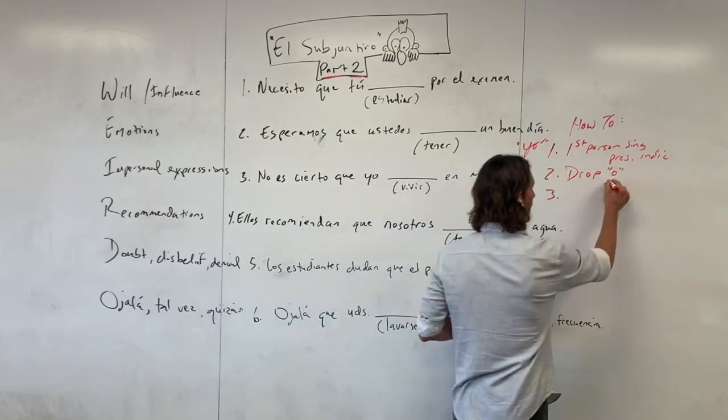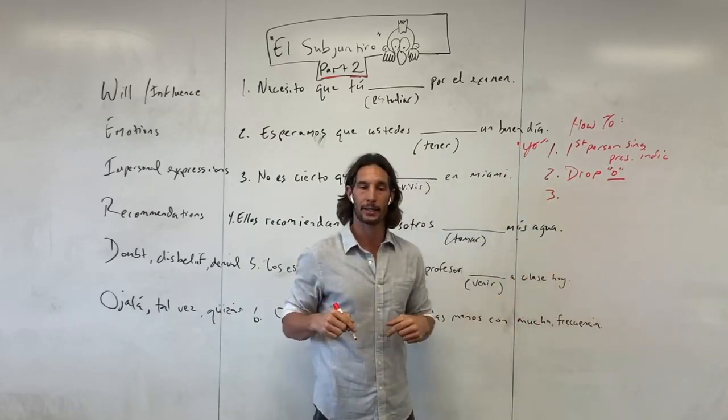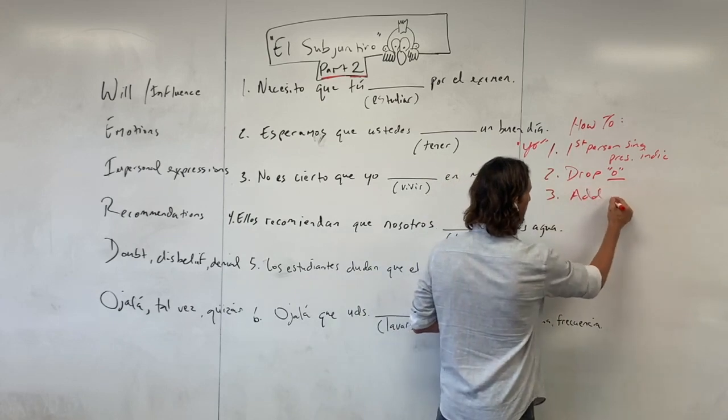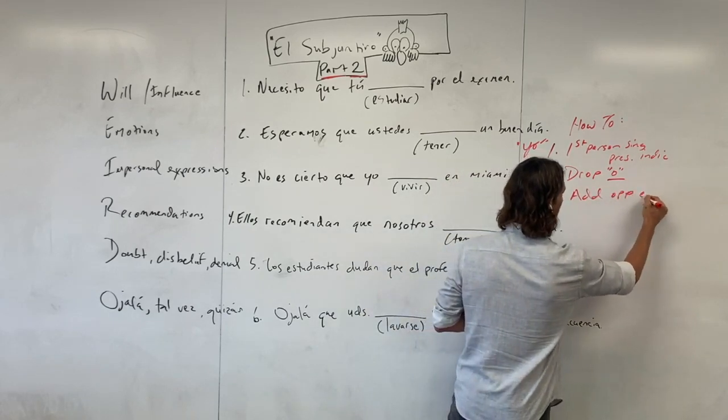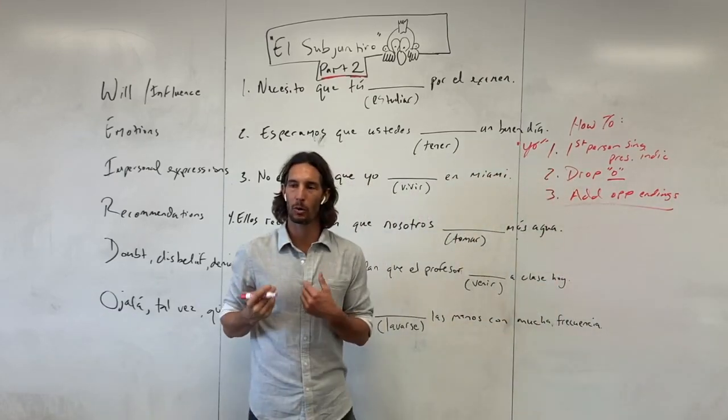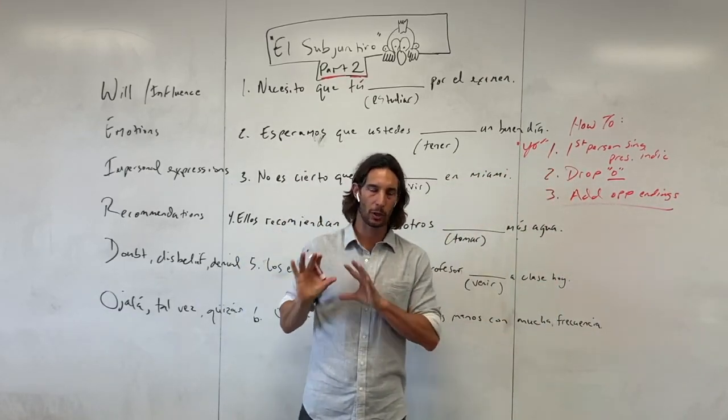Then you would drop the letter O off the back end of the verb conjugation. And then we keep saying add opposite endings. And I think that works. So what are the opposite endings? Just as a quick reminder.